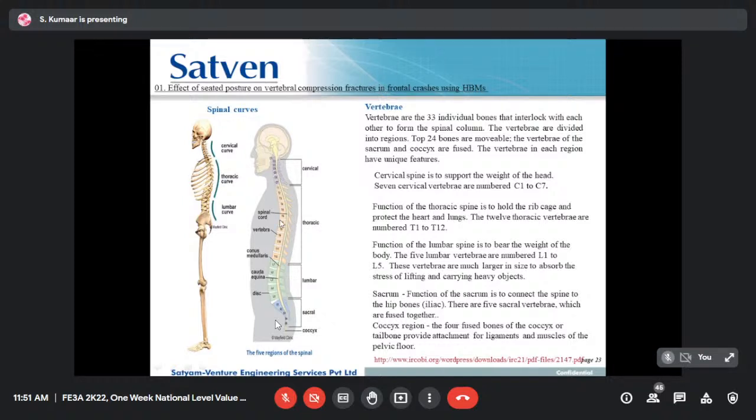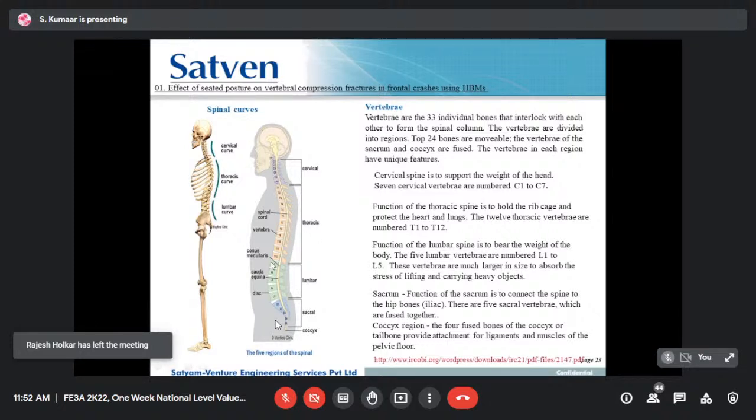So the function of the thorax spine, or thorax vertebra, is to hold the rib cage. We have the rib cage here, and inside that we have the heart and lungs. So the function of the rib cage is protecting the heart and lungs. That is the function of the thorax.